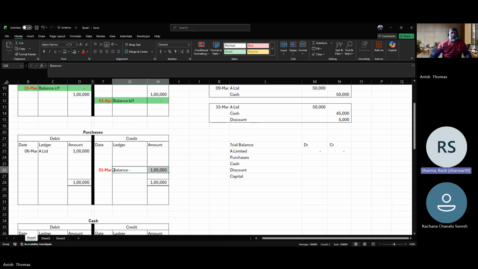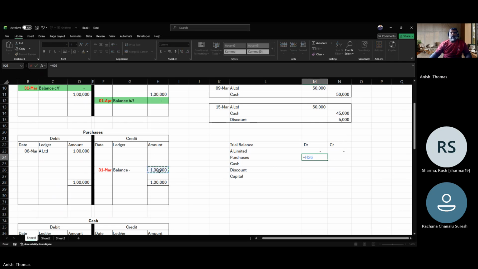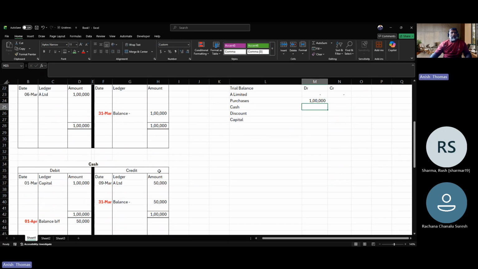Oh, you're using that to offset the right side. Okay, makes sense. Yeah. So this is a debit balance of 100,000. Now coming to cash, what is my balance? 50,000 on the debit side.